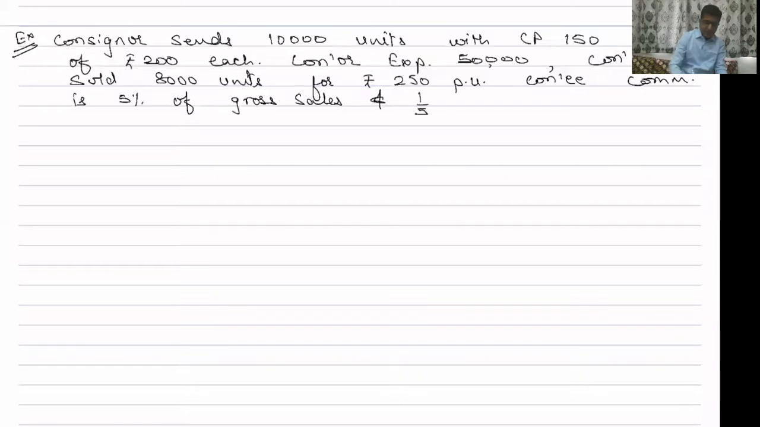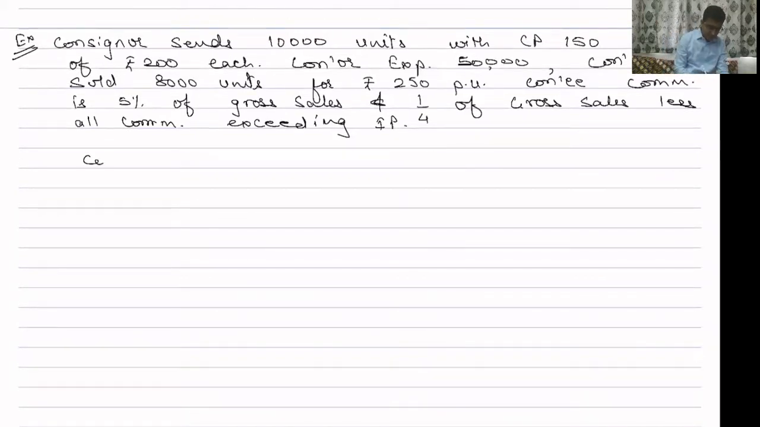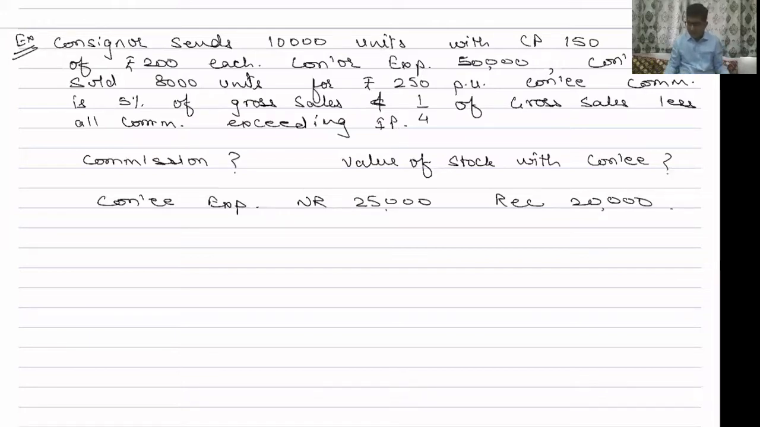and 1/4 of gross sales less all commission exceeding invoice value, right? This is what is the question. We have to do the calculation of commission and value of stock with consignee, where consignee's expenses are non-recurring 25,000 and recurring 20,000. That's it. This is the information given to us.